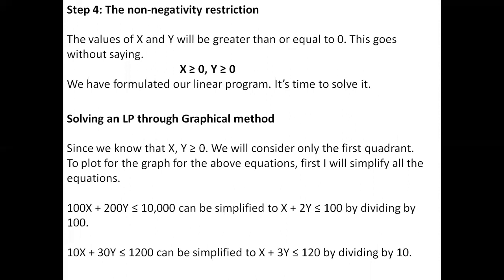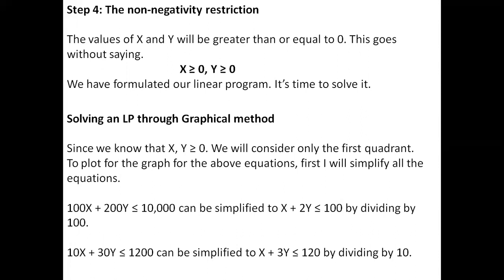Next, the values of x and y will be greater than or equal to 0. As per our fourth step in linear programming, non-negativity should be justified. So x is equal to or greater than 0, and simultaneously y is equal to or greater than 0. In yesterday's problem also, we substituted the same x equal to 0, y equal to 0 in the obtained constraint equations and solved the problem.